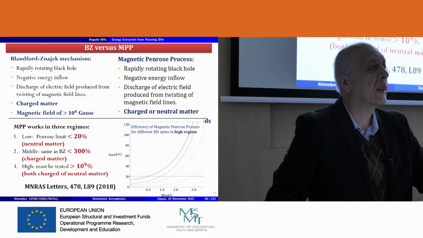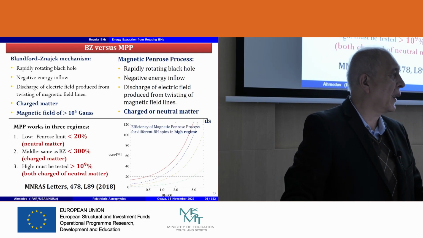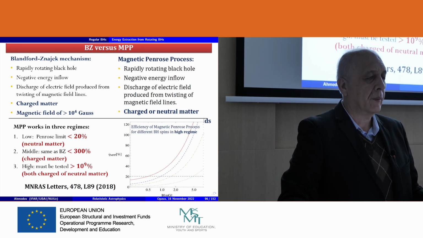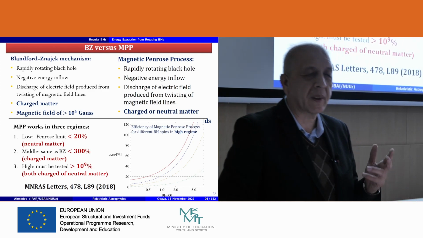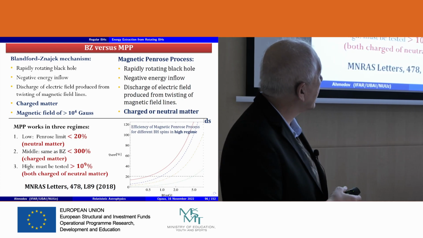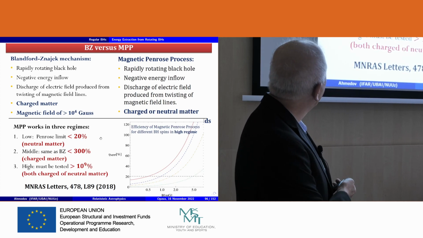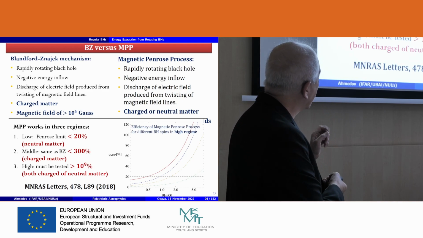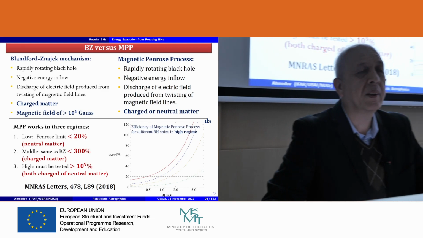So he asked the question: what will happen if the magnetic field plays the role of a catalyst? Would it improve the cross-section of the reaction? And the answer was positive. So then we became interested in the efficiency of the magnetic Penrose process for different black hole spins.